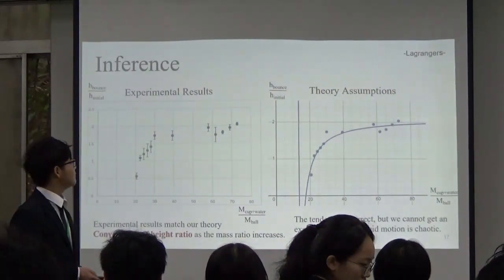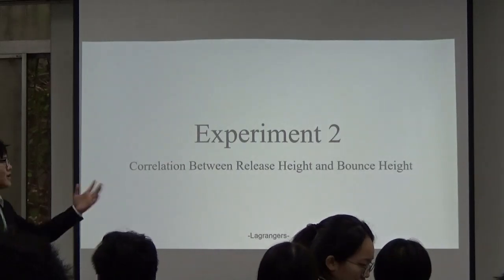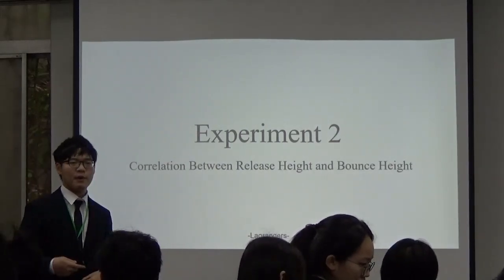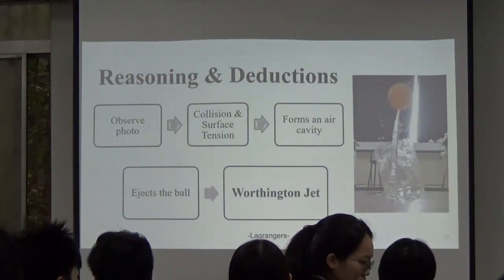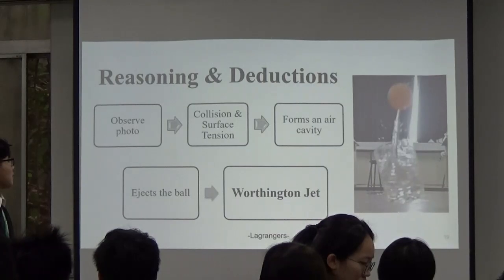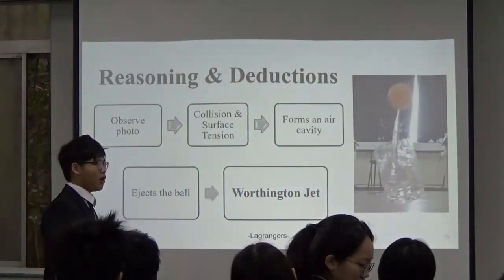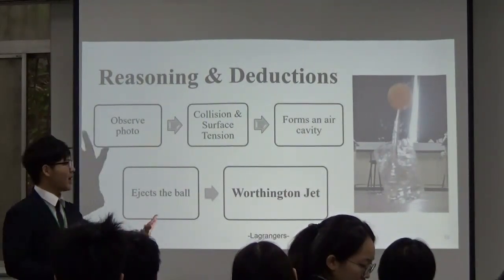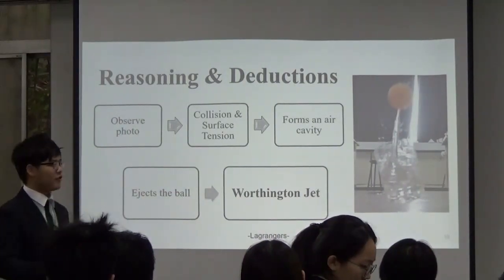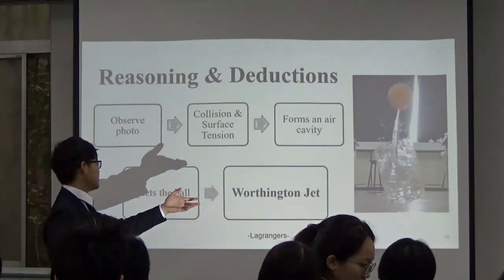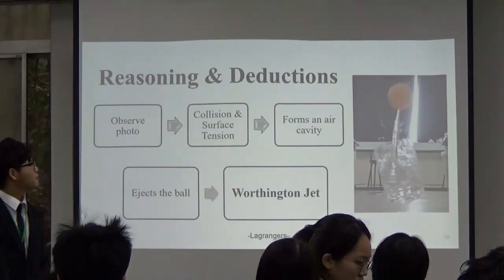container is chaotic. So, in our experiment 2, we want to find the correlation between release height and bounce height, and discuss the Worthington jet in the phenomenon. So we also did some reasoning and deduction for this experiment. We observed this photo, and we think that the Worthington jet, caused by the collision, is the main factor of this experiment. So collision and surface tension cause the Worthington jet to happen, forming an air cavity. So it ejects the ball, and thus the Worthington jet is formed.